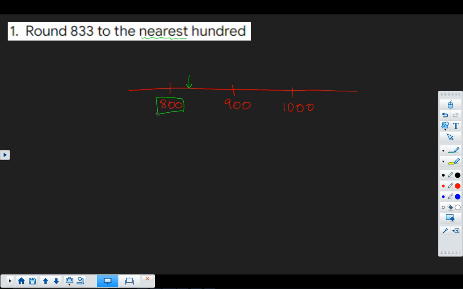Well, when does it stop being 800? Well, it stops being 800 at this midpoint here, 850. And if we go back the other way, it stops being nearest 800 at 750. So we can sort of see why our rounding works as it does. Let's look at how we do the mechanics of that.